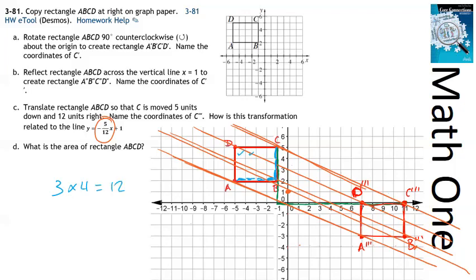And you see them right there. There's 1, 2, 3, 4, 5, 6, 7, 8, 9, 10, 11, 12. So there's exactly 12 units squared is the area. And again, what I said for C was that the transformation is parallel to that line, y equals -5/12 x plus 1, because all of them have that down 5 over 12.